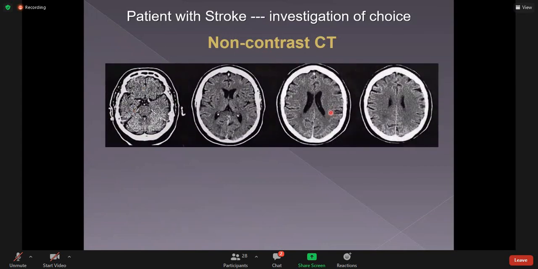So this is the CT of a patient who came with a stroke, and the CT was normal. So the next investigation is which one?